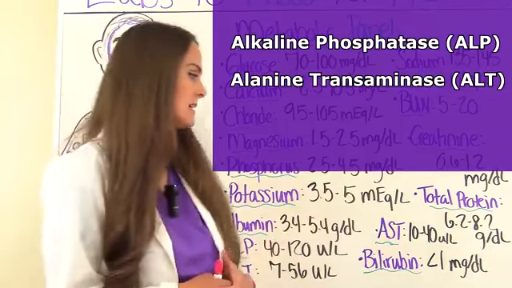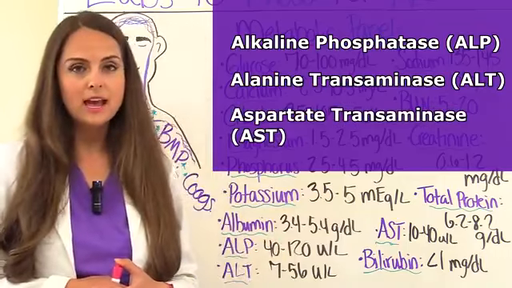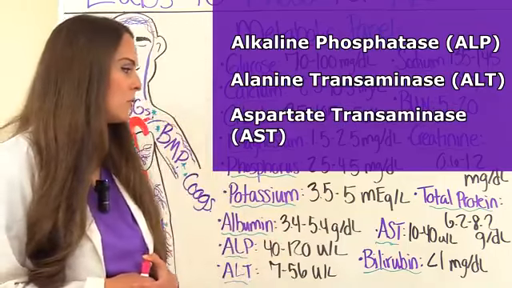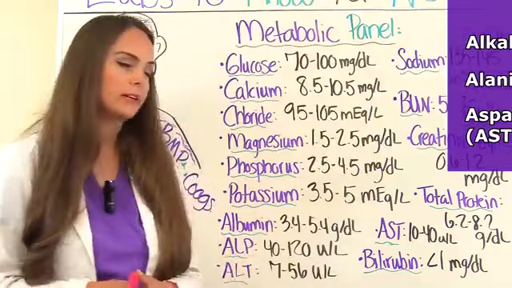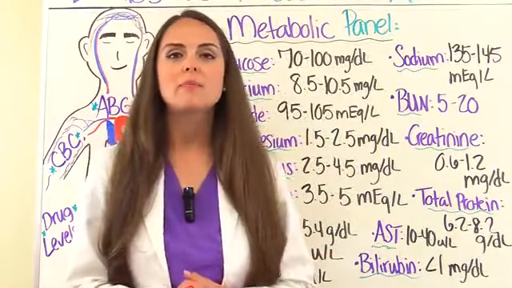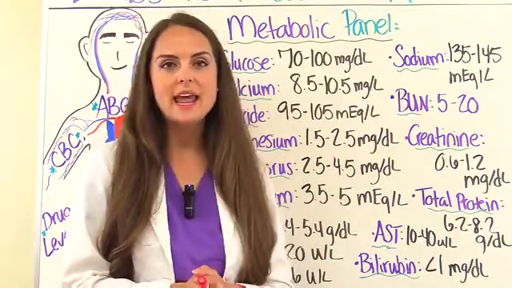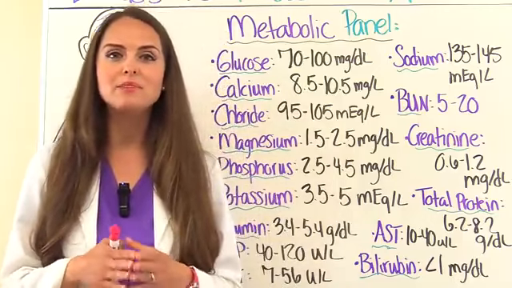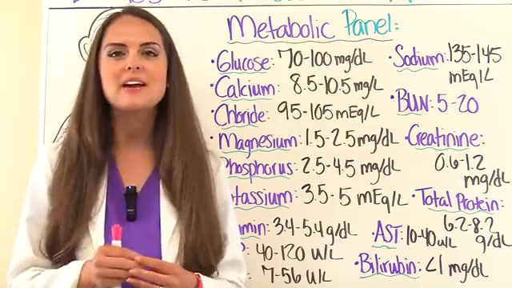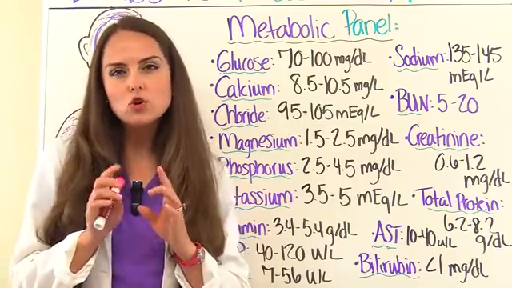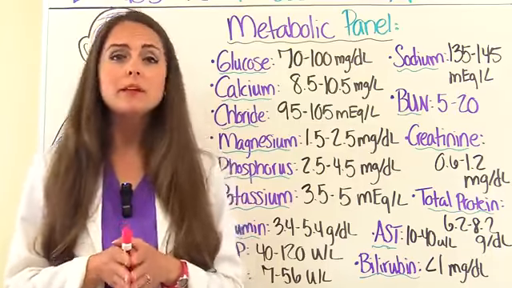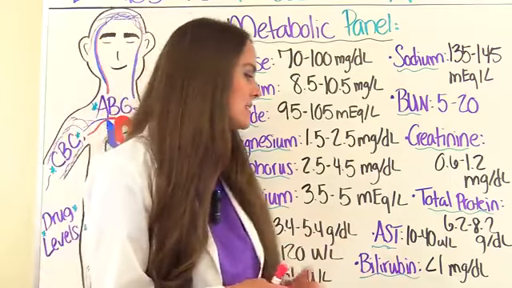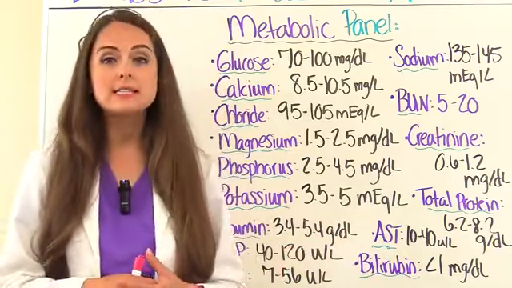And then the AST, which is aspartate transaminase, a normal is 10 to 40 units per liter. Then the last part of our metabolic panel is the bilirubin, and this substance is created when you have the breakdown of red blood cells. And when red blood cells break down, they release this reddish orangish color, and a normal bilirubin level should be less than 1 milligrams per deciliter.